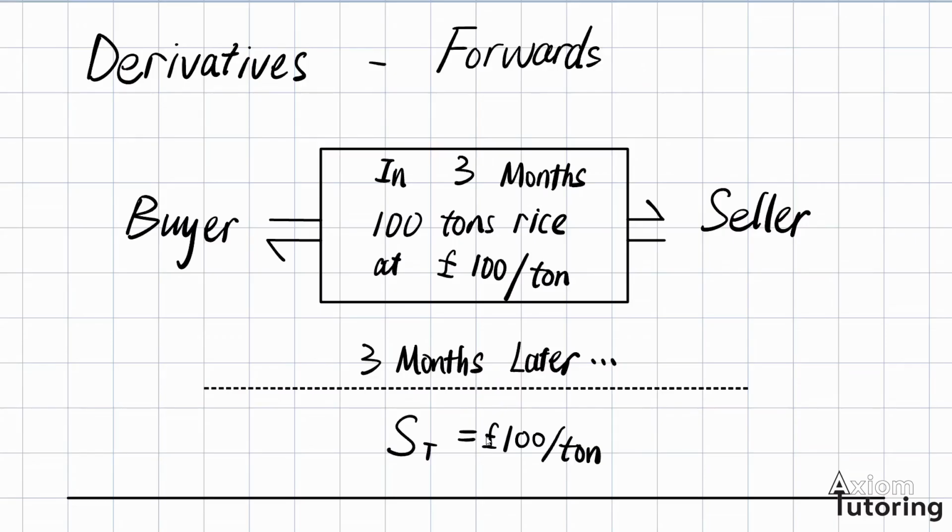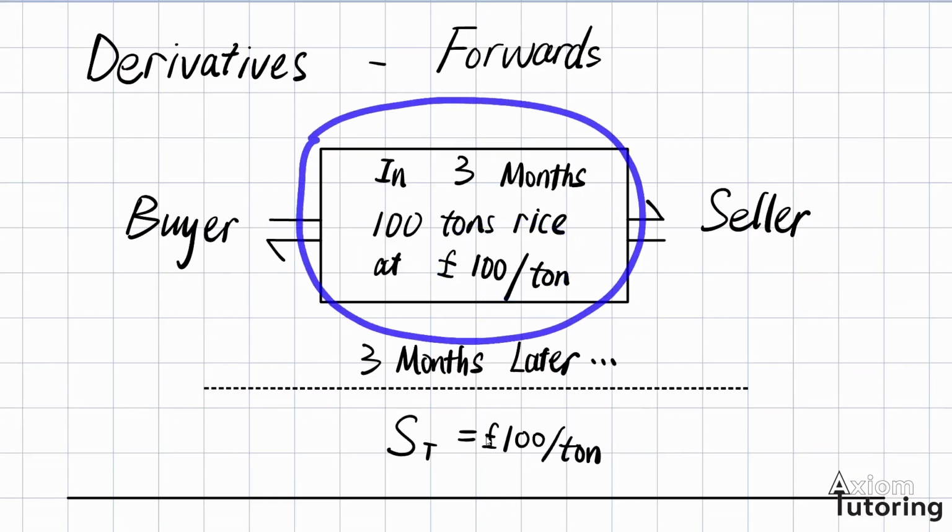So imagine there's a rice market and there's a single buyer and a single seller here, and they make an agreement or a contract, and they agree to exchange 100 tons of rice in 3 months' time at a pre-specified price that is £100 per ton. So this is basically a forward contract.